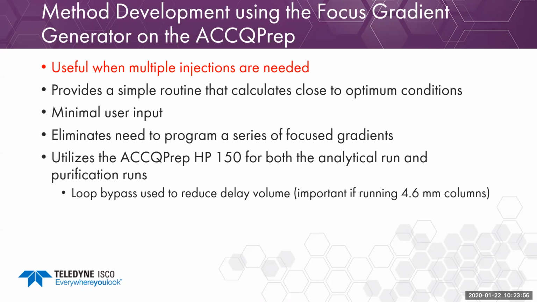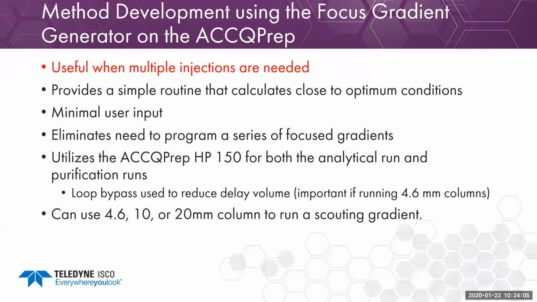The AccuPrep has a feature on it that allows you to bypass the loop when you use a smaller column. And this helps to reduce the delay volume on the 4.6 millimeter column. And so you can run your scouting method on any size column and then scale up to a larger column as needed, or scale up to the same column with larger loading.